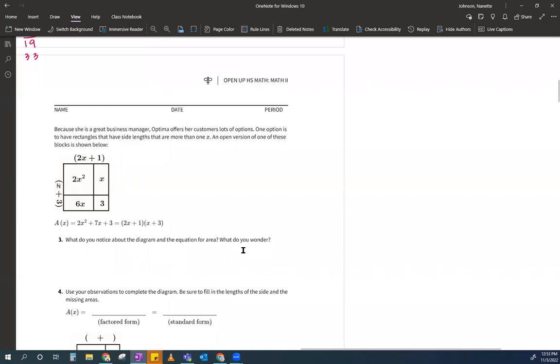So what do you notice about this, and what do you wonder? Can you look at this and tell me some of the things that you notice? What do you notice here about this whole thing? What do you notice here? Anything that you notice?